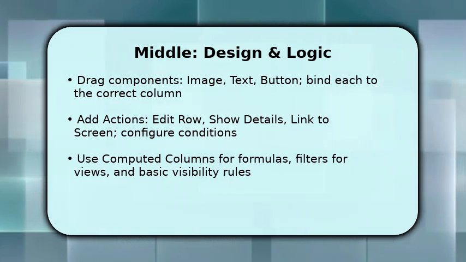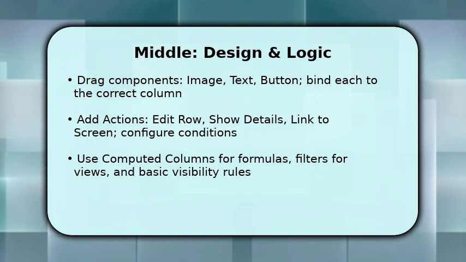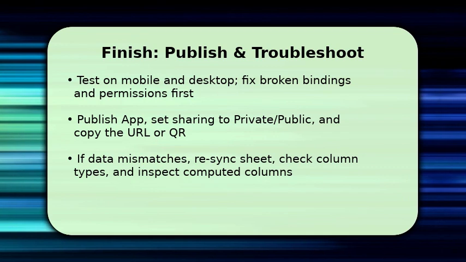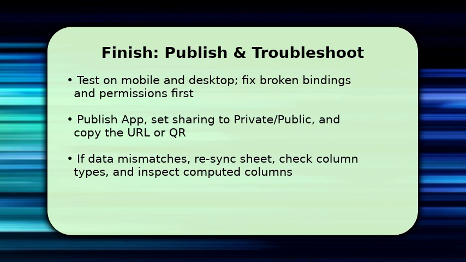Finish by testing and publishing. Preview your app on mobile and desktop, exercising edit and navigation flows. Make sure your bindings are correct and sharing permissions match who should access the app. When everything looks right, click Publish and choose Private or Public, then copy the URL or QR for distribution. If something breaks, troubleshoot by resyncing the Google Sheet, checking column types and computed columns, and verifying visibility rules.